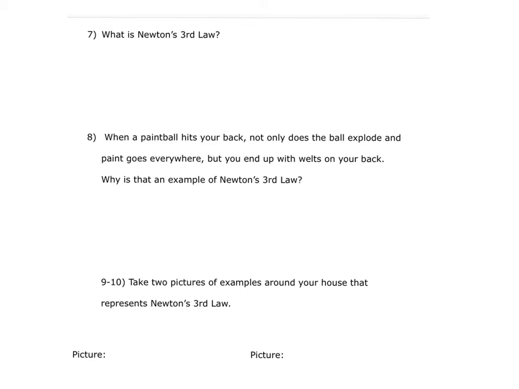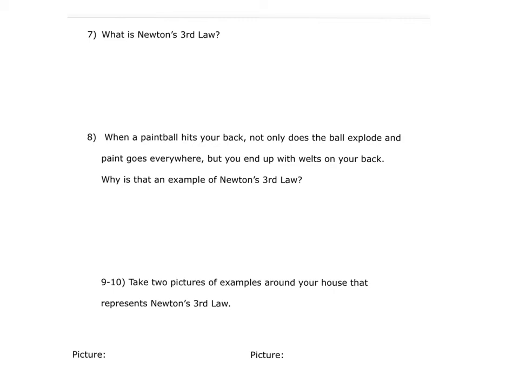Number 9 says take 2 pictures of examples around your house that represent Newton's third law. You can do anything here. You could do a picture of what it looks like when you punch a wall, like your fist up against a wall. Don't do the examples I say, by the way. I'm just giving you more. I don't want you just copying me. But if you were to punch the wall, the wall would punch you back. You could put a hole in the wall, that would be you punching it. But the wall could break your fist. People have broken their bones before from punching the wall.